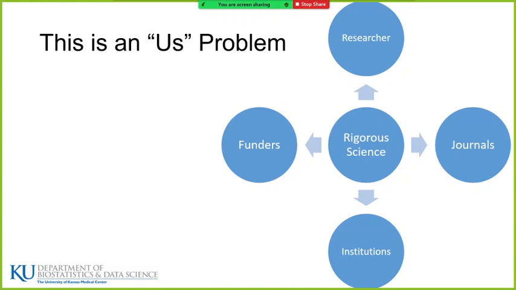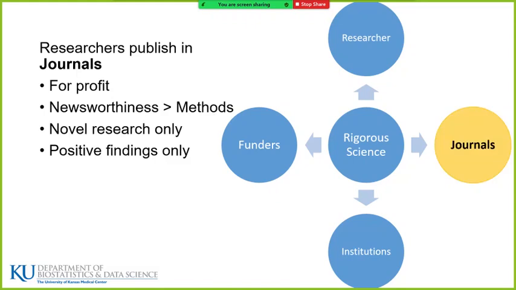I think it's just built into our system. It is an us problem. For instance, the journals participate in this. Historically, researchers, we publish in journals. The journals are for-profit, slowly changing, but because they're for-profit, they have in the past prioritized impact and newsworthiness over rigorous methods. They really like novel research and they really like positive findings, small p-values.